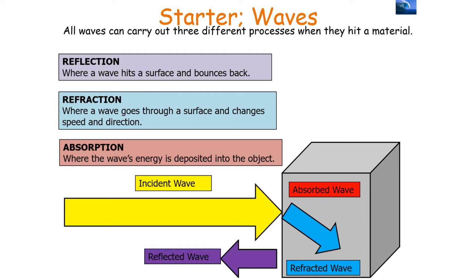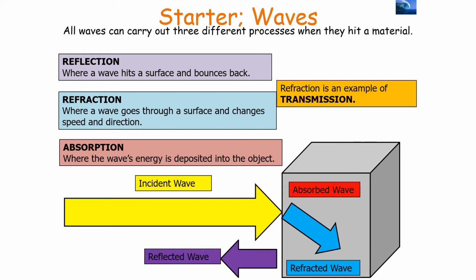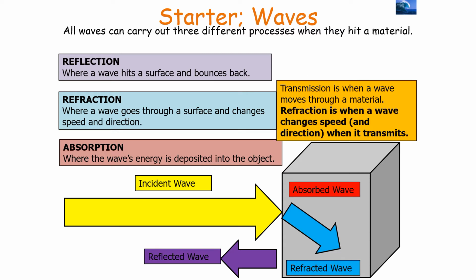So all waves can carry out three different processes when they hit a material. Reflection, where a wave hits a surface and bounces back. Refraction, where a wave goes through a surface and changes speed and direction. Or absorption, where the wave's energy is deposited into the object. Now refraction is an example of a phenomenon called transmission, which is when a wave moves through a material. Refraction is when a wave moves through a material but changes speed and direction when it transmits. So refraction is a type of transmission.